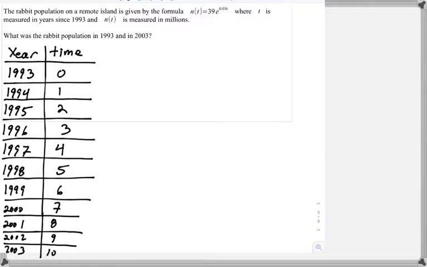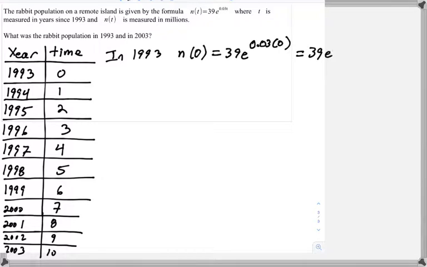Okay, so what is the rabbit population in 1993? That would be when time is equal to 0. So we're going to plug in 0 in for t. So we're going to do 39 e to the 0.03 times 0. So 0.03 times 0 is just 0, so we got 39 e to the 0. That e to the 0 is 1, so we have 39 times 1. And so it is 39, not 39 rabbits, but N of t is measured in millions. So in 1993, there are 39 million rabbits on this remote island.